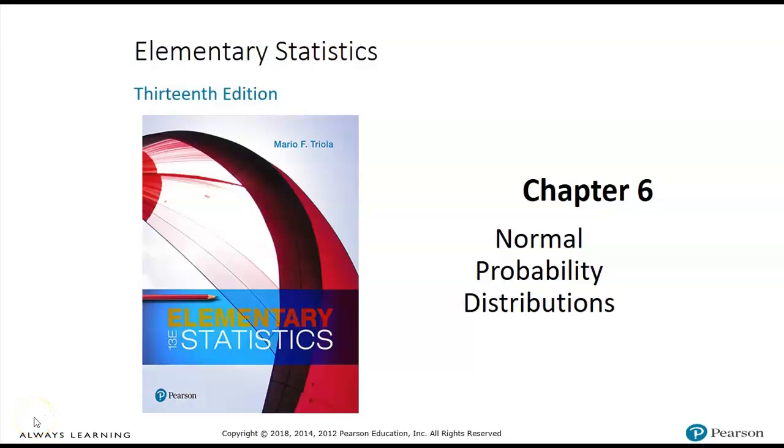In Chapter 6, we're going to primarily be looking at normal probability distributions. We're kind of going to be under the umbrella of continuous probability distributions, and we're going to spend probably 5 minutes talking about uniform probability distributions, which are also a type of continuous probability distribution. But the whole remainder of the chapter, we're going to be talking specifically about the normal probability distributions.